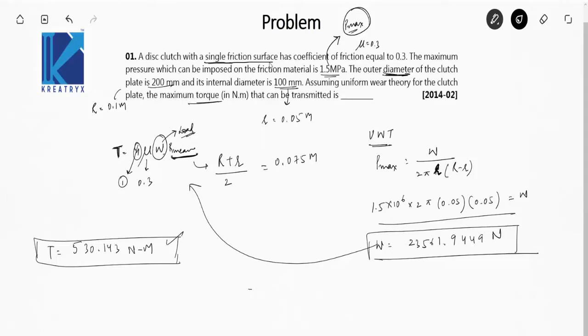Be careful about which theory has been given, because sometimes I have seen students committing the mistake that uniform wear theory is given and they use uniform pressure theory. So uniform wear theory is given. Also be careful that the values of diameters were given in the question, but in the formulas we use radius. So, next question.